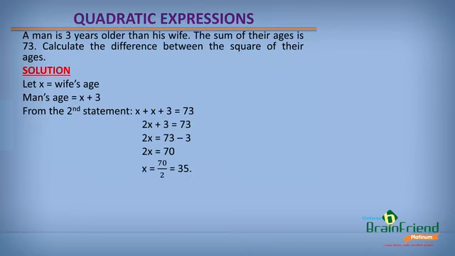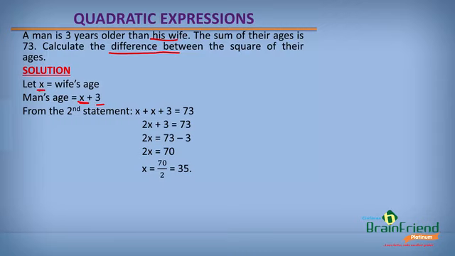Now another word problem. A man is 3 years older than his wife. The sum of their ages is 73. Now the question is, calculate the difference between the square of their ages. So we are told from the question that a man is 3 years older than his wife. So let's say the age of the wife is X. If the man is 3 years older than her, it means that his age is X plus 3.